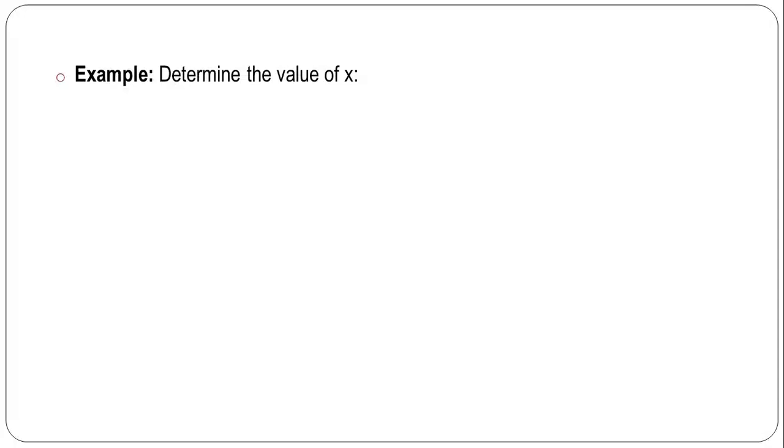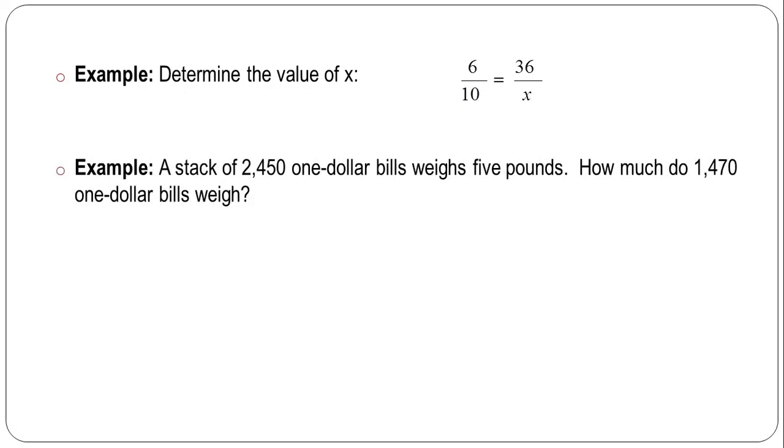Example, determine the value of x. 6 over 10 is equal to 36 over x. So i-multiply natin siya, cross-multiply. 6 times x is 6x is equal to 10 times 36 or 360. And then, divide both sides by 6. And that is equal to 360 divided by 6, and that is equal to 60.